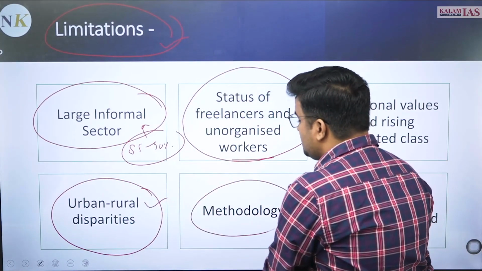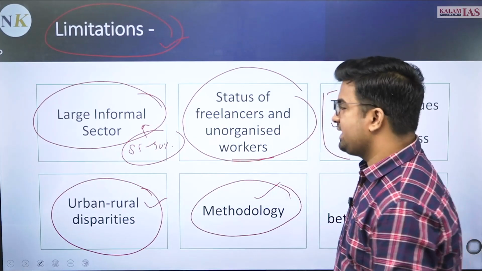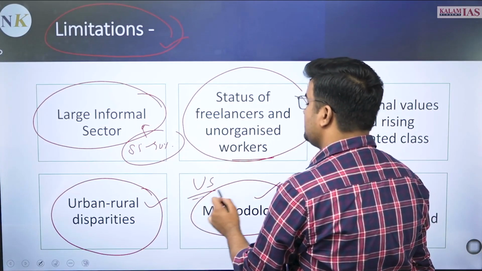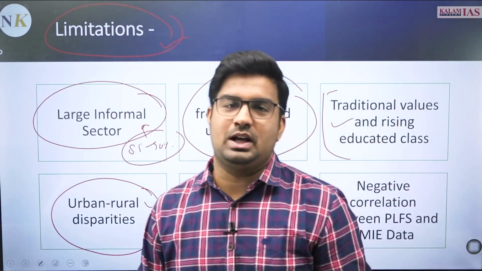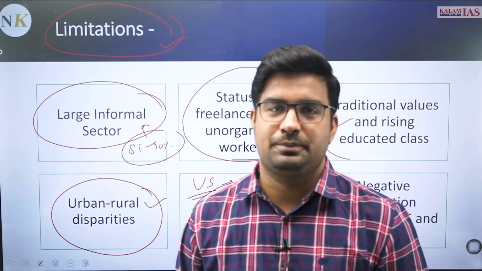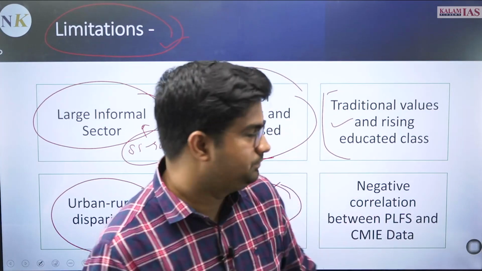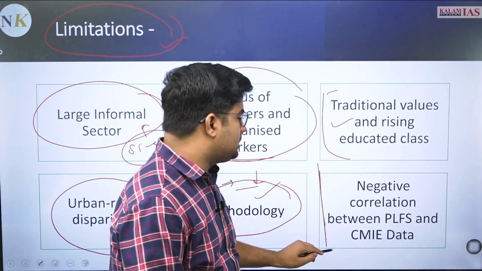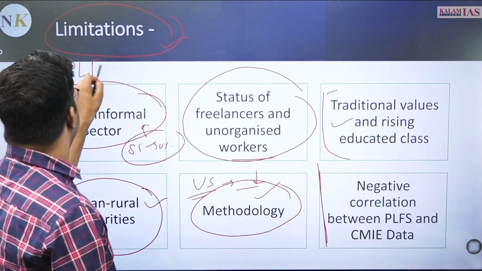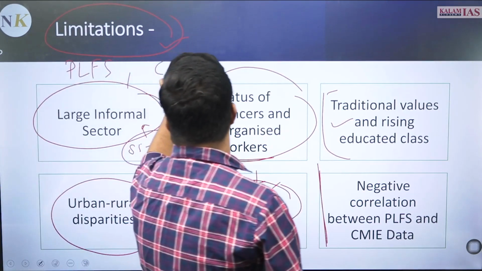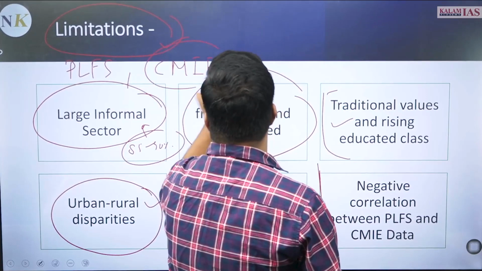Then the methodology is another such problem. For example, by usual status, very few will be counted as unemployed, because if someone got work even for one month in a year, you won't come into that. So that is one more part. Then there is the negative correlation, the problem with the PLFS survey and the problem with CMIE data that you need to understand.